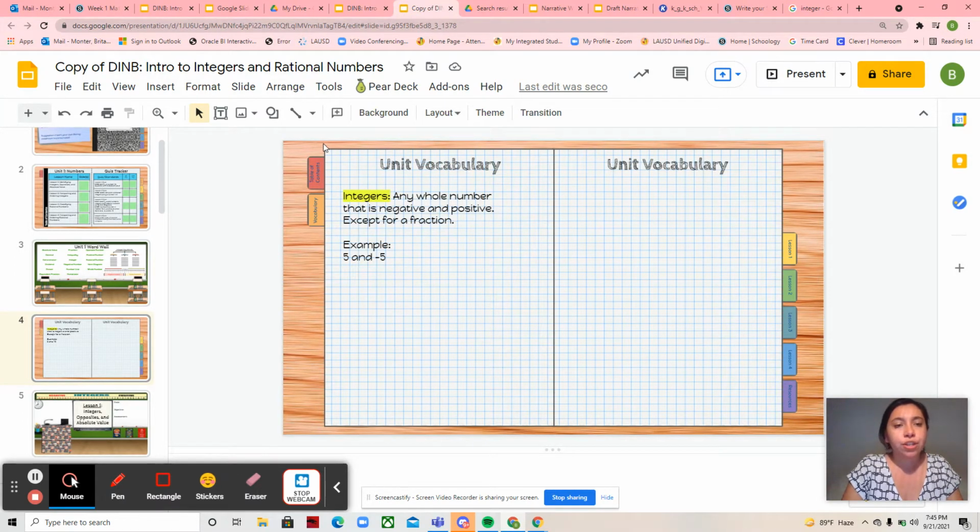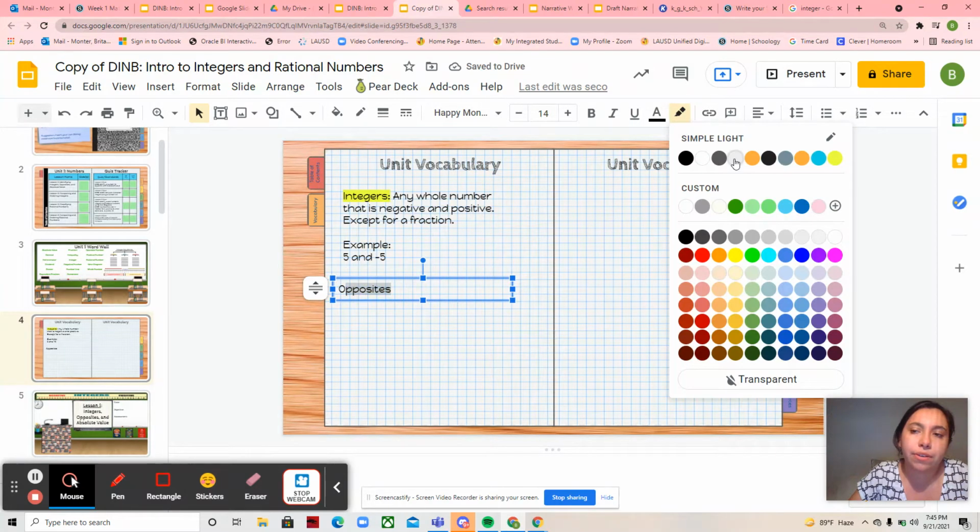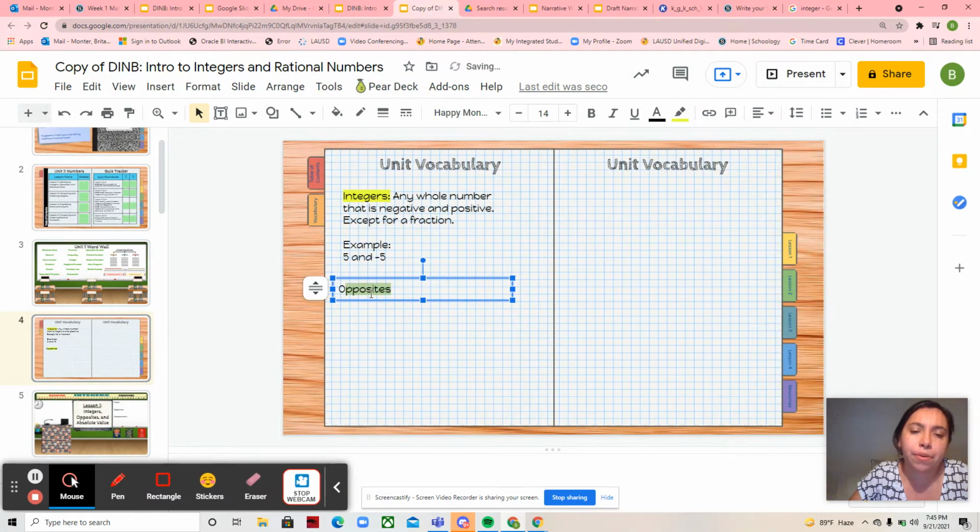Amazing, woohoo. So we're going to go ahead and go over another key vocabulary word. You're going to hear a lot about opposites. So I'm going to write the word opposites here, and then I'm going to highlight that in yellow because that's another key vocabulary word.